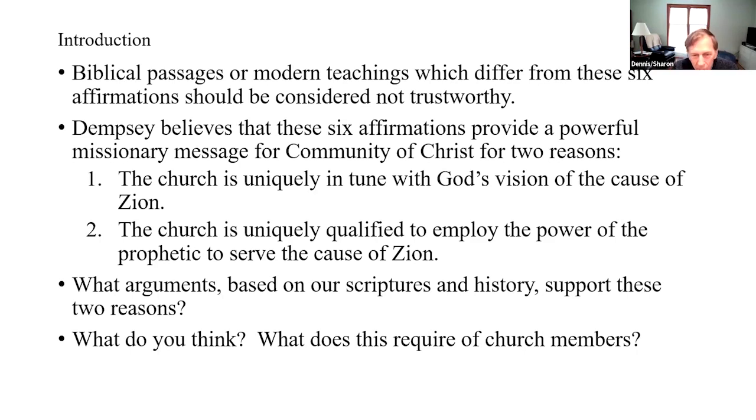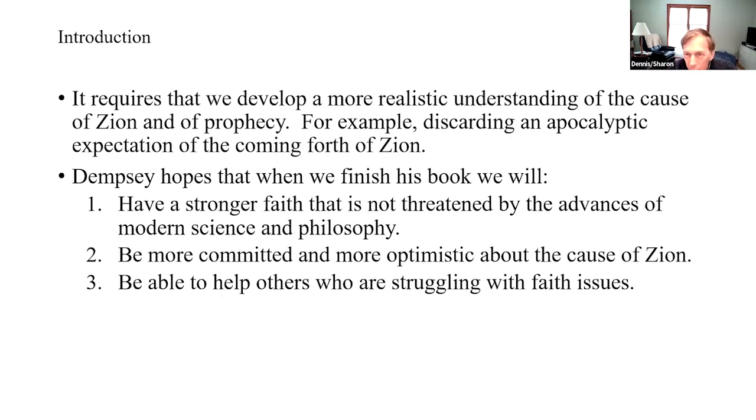Back to what Dempsey says about these two reasons. What do you think that requires? If we have this apocalyptic view, according to Jane, then maybe we have to have a more realistic understanding of the cause of Zion and what prophecy is. Isn't that what Grant McMurray was trying to say, of us becoming a prophetic people instead of a people with a prophet? Is that part of that more realistic understanding of prophecy? And then, like Jane said, do we need to discard the apocalyptic expectation of the coming forth of Zion?